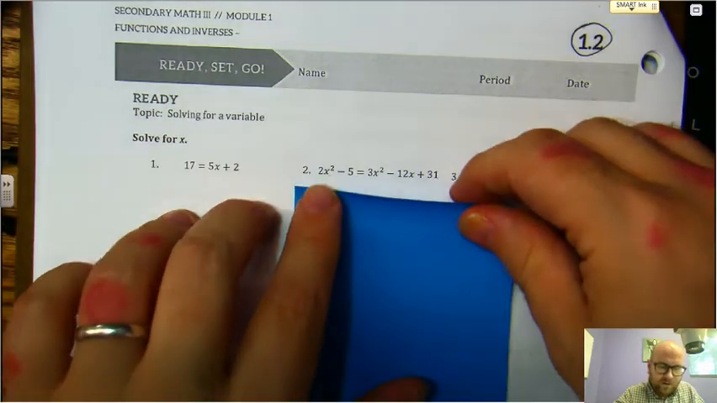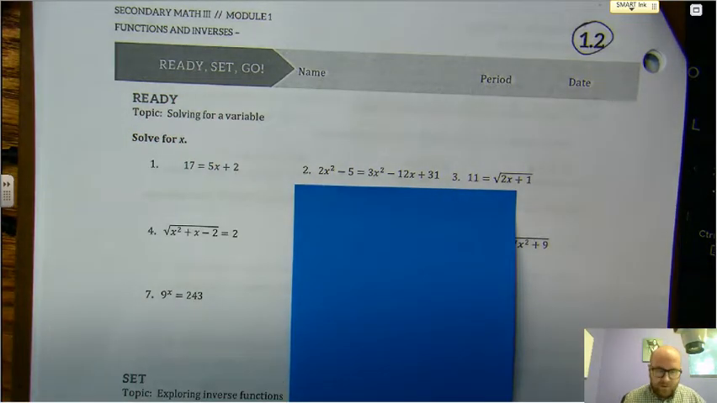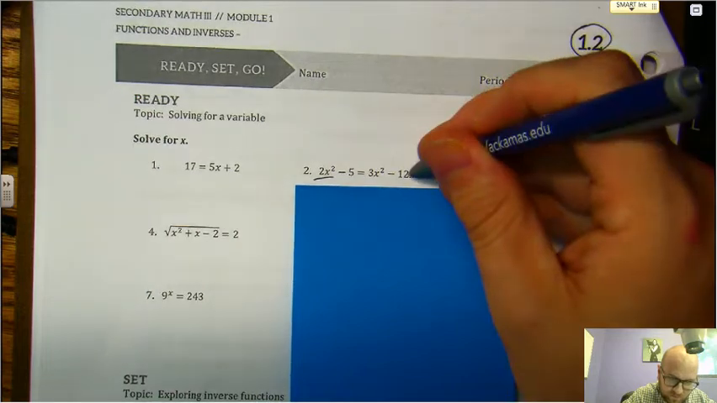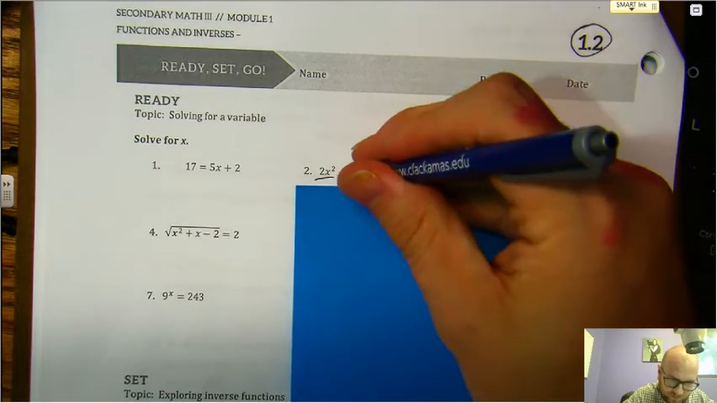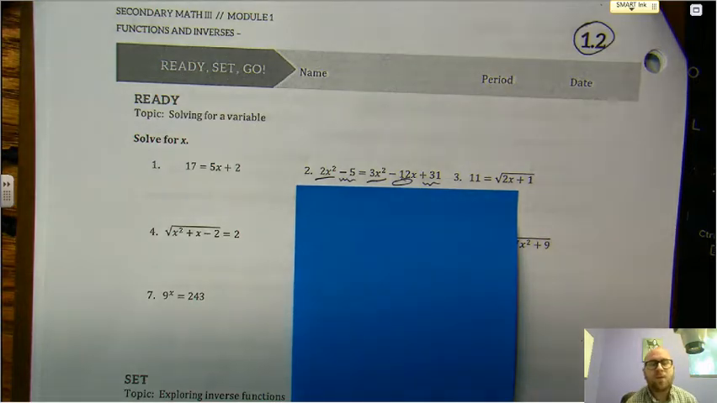So when I think of one of the more challenging ones, I definitely think about number 2 here. Number 2 is a very complicated mix of different polynomials. We have x squareds, we have constant numbers, and then we have x's. So what we want to do first and foremost is combine our like terms. I want to get everything on one side of the equation first, just to see what it looks like.